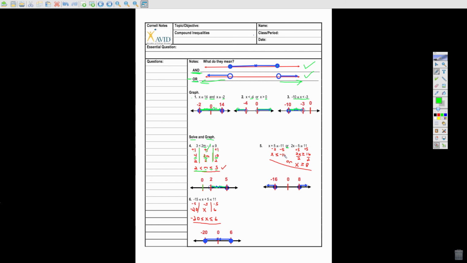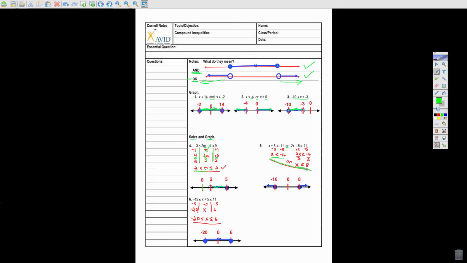Subtract 5, we got x plus 5, so we subtract 5 from both sides. You have x is less than or equal to negative 16. Solve this side: we had to add 5, so we have 2x is greater than or equal to 16. Divide by 2, so you have x is greater than or equal to 8. So there's your two inequalities, that's why I have it underlined right here.